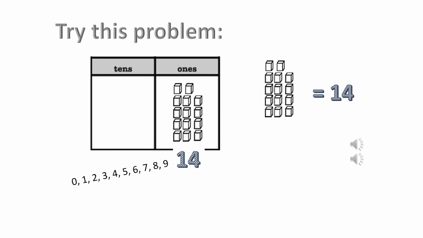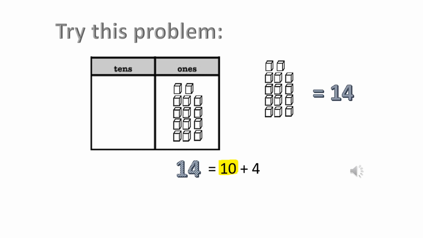Can we put all 14 in the ones place? No, we can't do that because we can only put 9 in the ones place. 14 is a 2-digit number. So what can we do? How about this? Let's count out 10 little cubes and move them into the tens place as one 10-stick. And the rest will stay in the ones place.